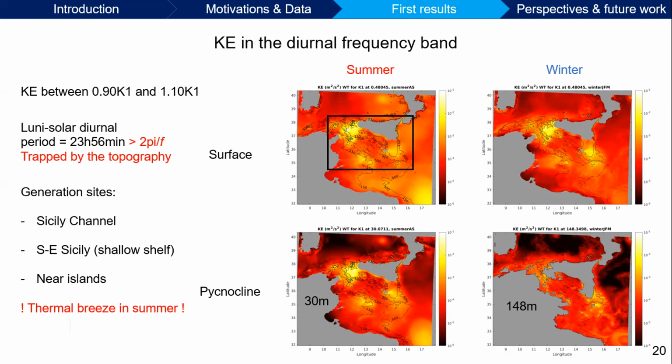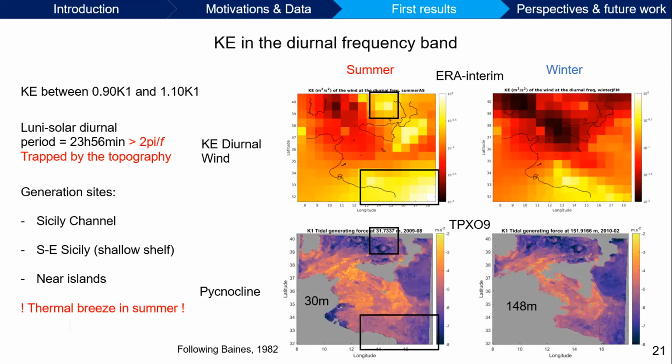But what we can see is that in summer at the surface, we have a background that is relatively high compared to the other figures. So this comes from the motion created by the thermal breeze in summer. And you can see that we have 3 hotspots of diurnal motion outside the generation of internal tides. So they coincide with the presence of high levels of diurnal wind kinetic energy, so the famous thermal breeze.